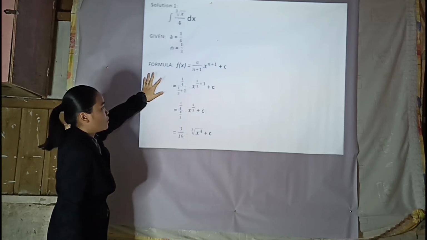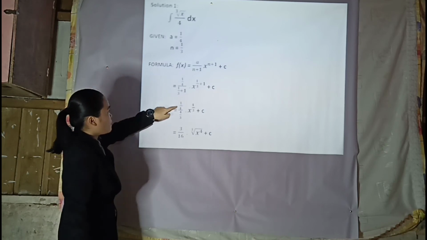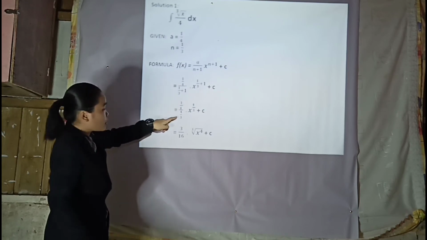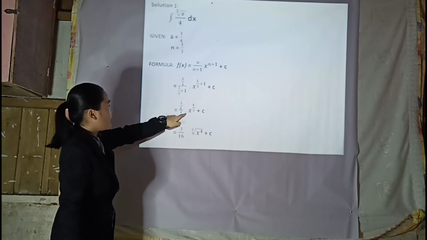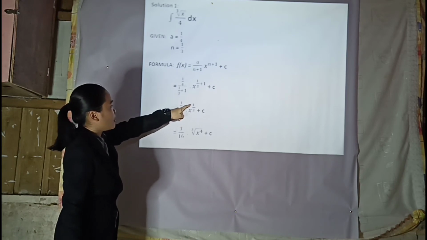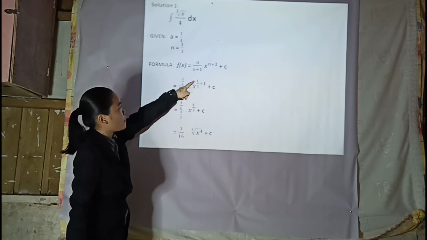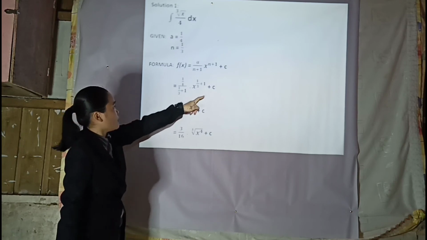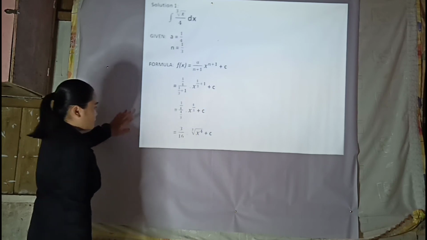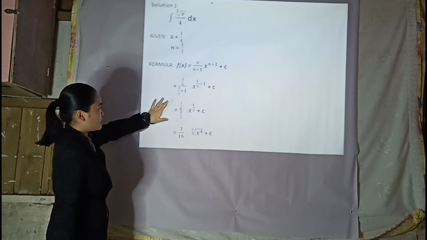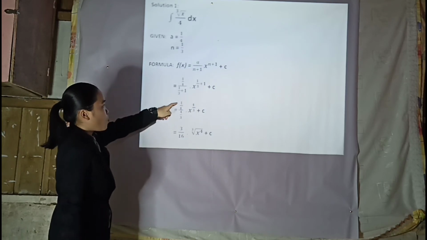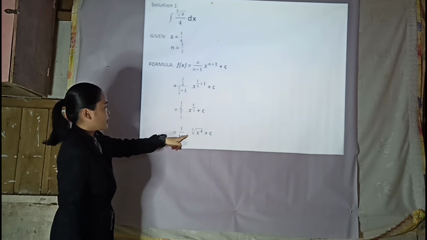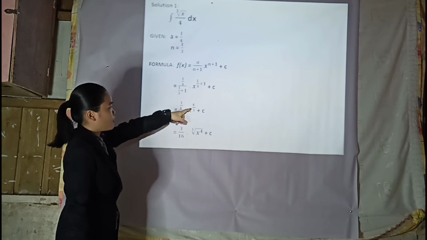Okay. We will simplify this answer. We have 1/4 over 1/3 plus 1 is equal to 4 over 3 times x raised to the power of 4 over 3, because x raised to the power of 1 over 3 plus 1 is equal to 4 over 3. So, copy, plus c. So, we will simplify again this answer. So, we have 1/4 over 4 over 3. The answer is 3 over 16 times x raised to the power of 4 over 3.